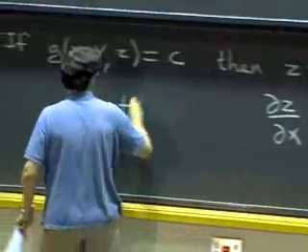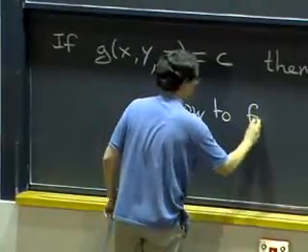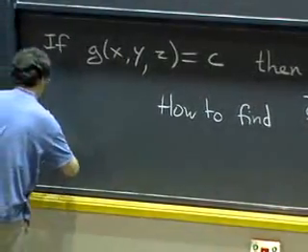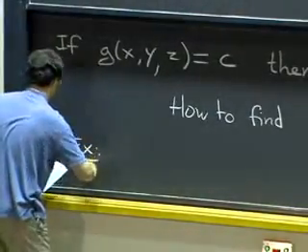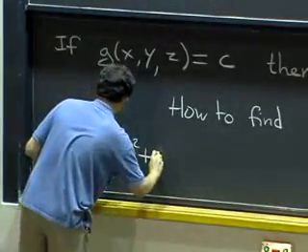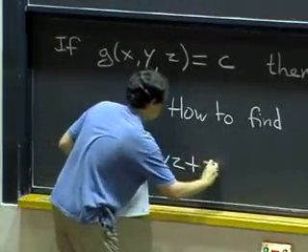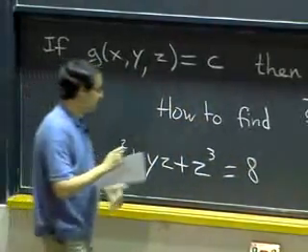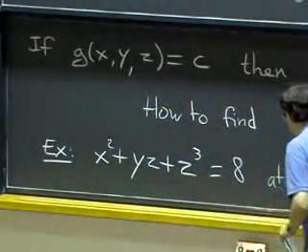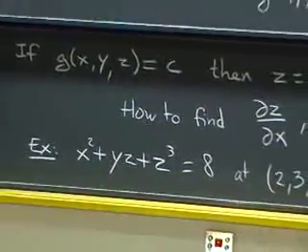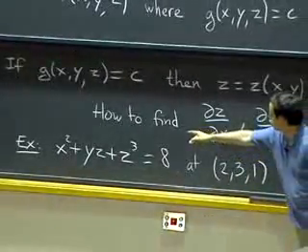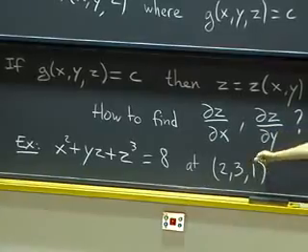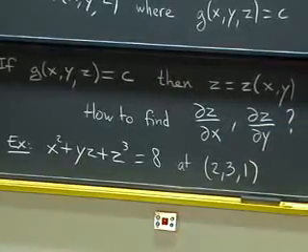So how do we find these things without solving? Well, so let's do an example. Let's say that my relation is x squared plus yz plus z cubed equals 8. And let's say that I'm looking near the point xyz equals 2, 3, 1. So let me check. 2 squared plus 3 times 1 plus 1 cubed is indeed 8.